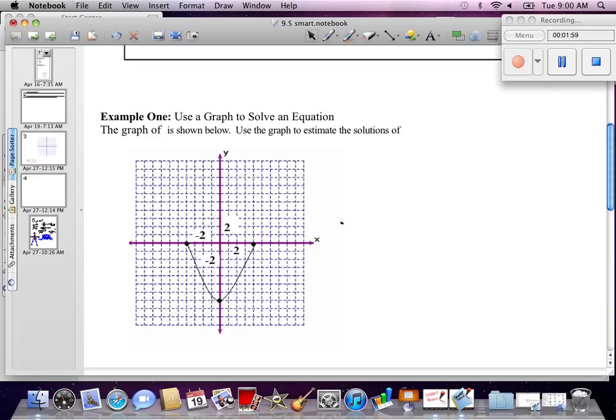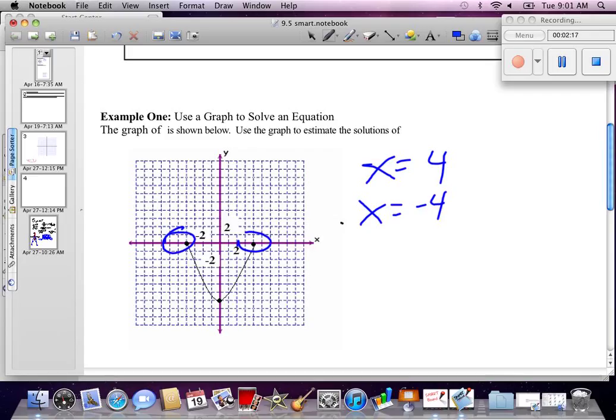On the x-axis, look at where your x-axis is. Where does it touch? I heard something. 4 and negative 4. So x will equal 4 and x will equal negative 4. These two things right here.